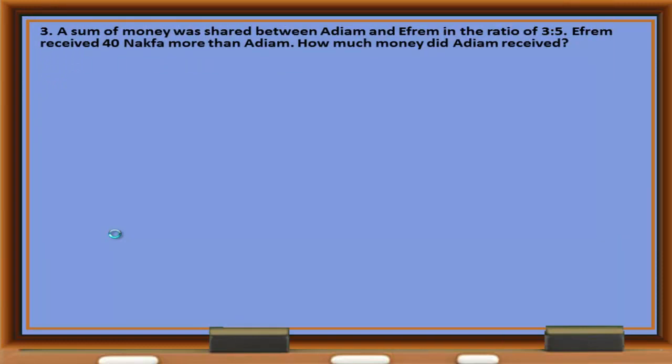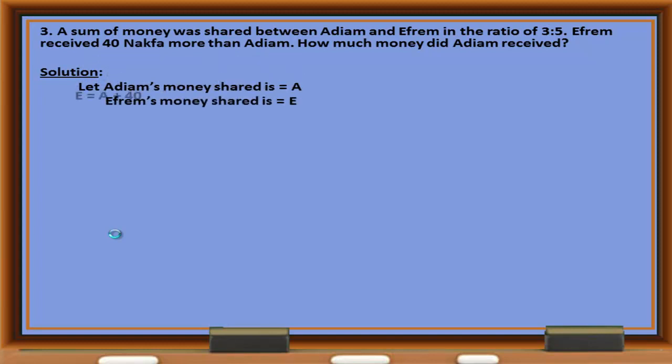Number 3. A sum of money was shared between Adam and Ephraim in the ratio of 3 to 5. Ephraim received 40 nafa more than Adam. How much money did Adam receive? Solution. Let Adam's money shared be A. Ephraim's money shared is E. Now E is equal to A plus 40. Ephraim received 40 nafa more than Adam. Therefore, E is equal to A plus 40.